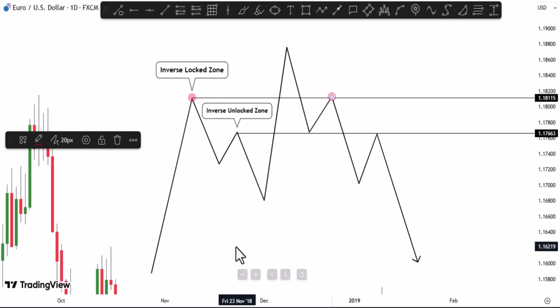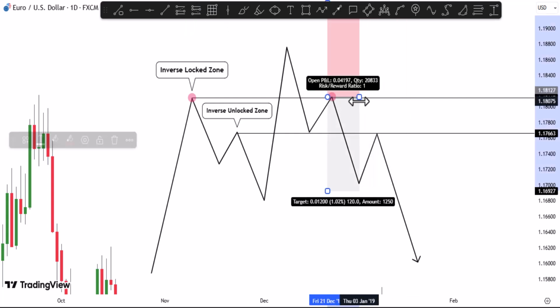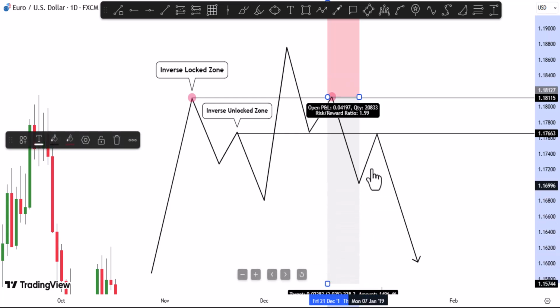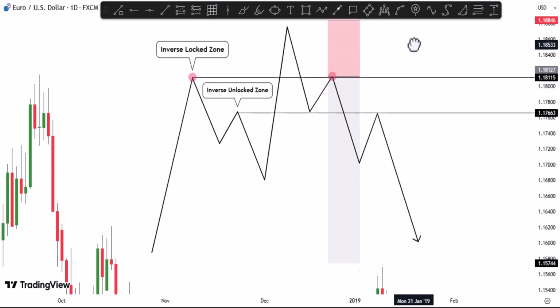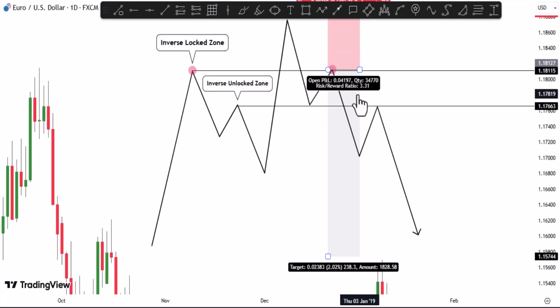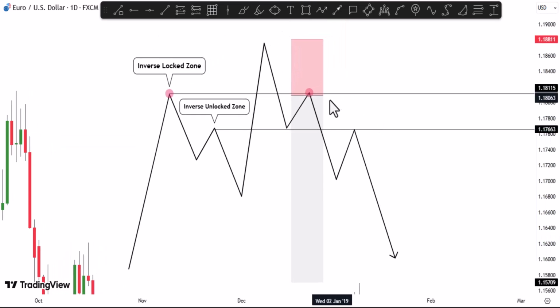Let's talk about how to trade these zones effectively. The first step is to identify an inverse locked zone. Look for strong rejection at a key level, such as a previous high, low, or supply and demand zone. This rejection should be marked with a strong wick or an engulfing candle. However, do not enter a trade just yet. Wait for price to return to the level.